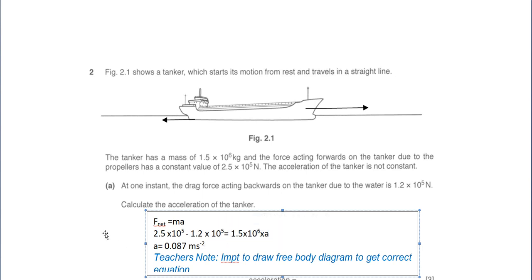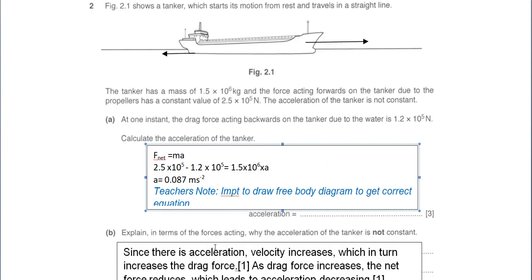You find mass, you find acceleration finally, and remember that acceleration is 203 SF. So remember that. An important note: if you are using F net equal ma, you draw a free body diagram. Next, explain in terms of forces acting while the acceleration is not a constant value. Again, when we look at this type of question, which is very common in O levels, in terms of forces acting means look at the free body diagram.